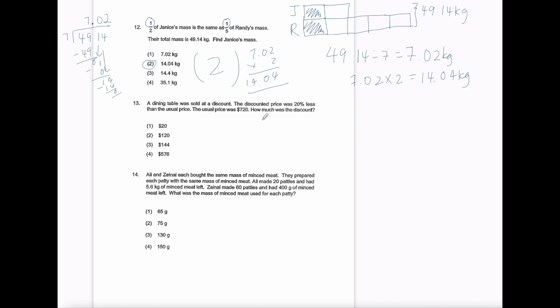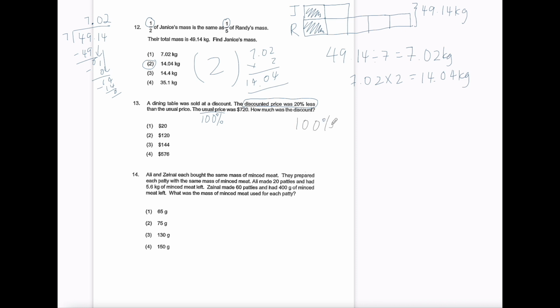A dining table was sold at a discount. The discounted price was 20% less than the usual price. The discounted price was 20% less than the usual price just means that my discount is 20%. Okay, because usual price is 100%. I'm paying 20% less, so 20% is the discount. The usual price is 100%, was $720. How much was the discount?